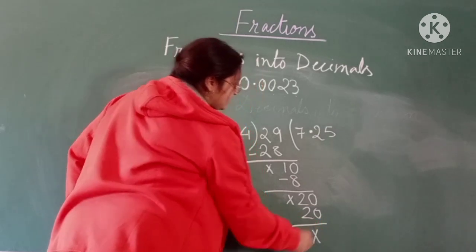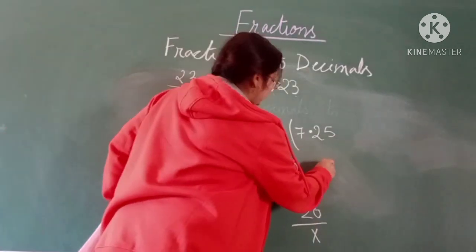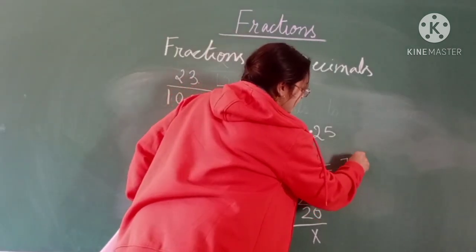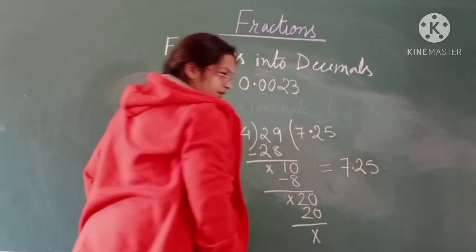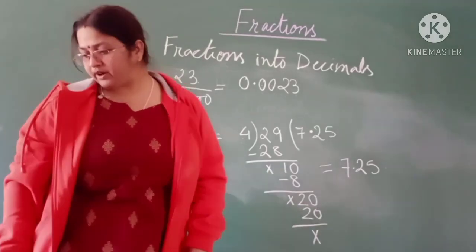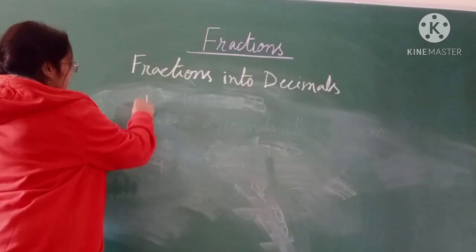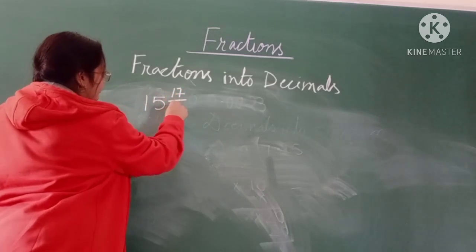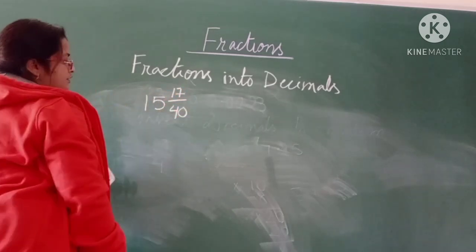So what is our answer? Our answer is, 29 by 4 means 7.25. Right? Let's take one more example. Let us convert 15 17 by 40 into decimal.